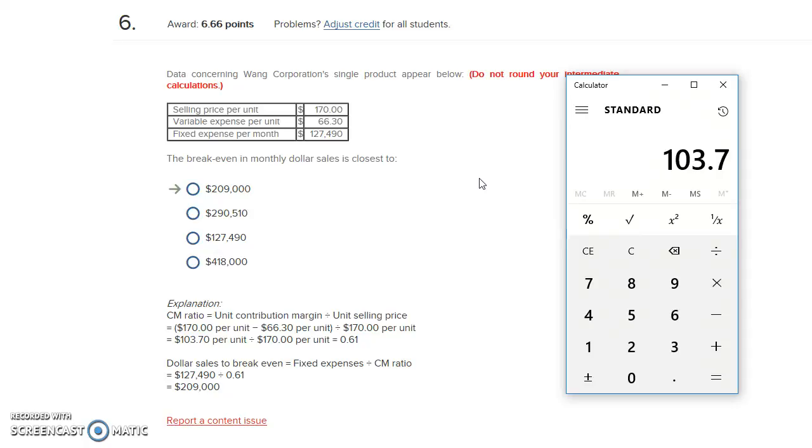$127,490. So if you think about it like this, for every bike we sell, we have $103.70 left over to pay for those fixed expenses. How many $103.70 is it going to take to pay for our fixed expenses? Let's find out. 127,490 divided by 103.70, right? Yeah. It's going to take 1,229.41. And we are selling them for $170.